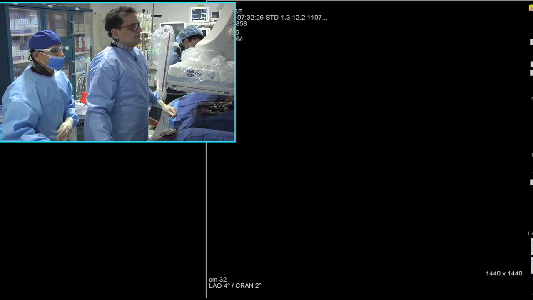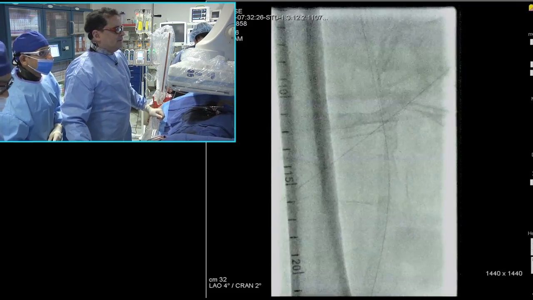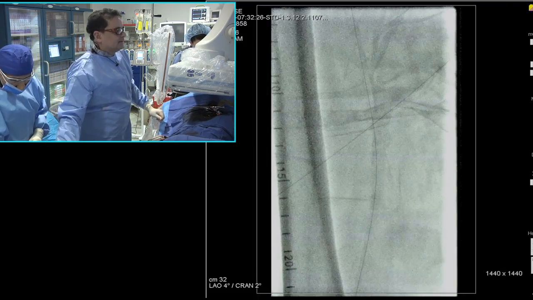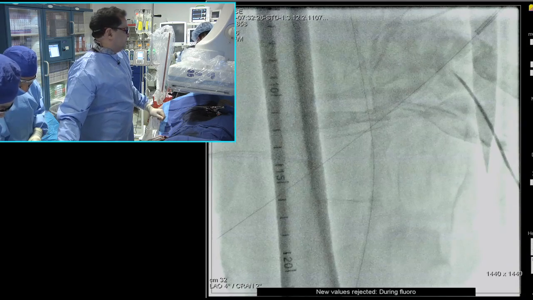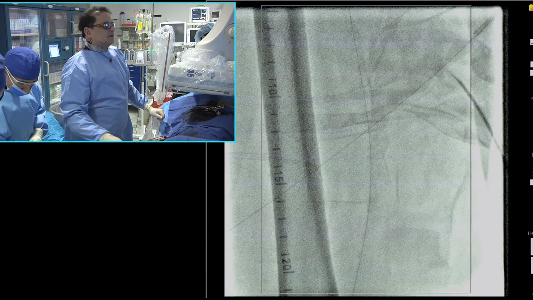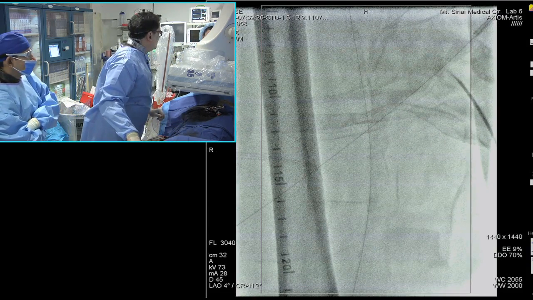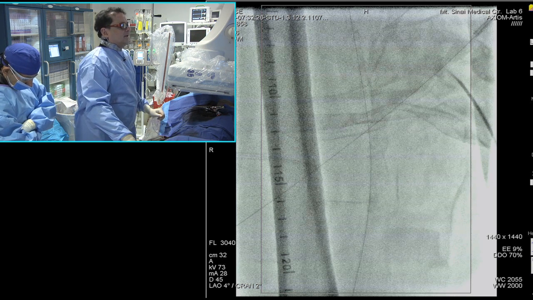But let's take a look. So here now we're going to evaluate the size. Give me the DSA, guys. Now we're going to evaluate the size. Obviously, she's a little bit more sedated. You want to give her some more? Okay.